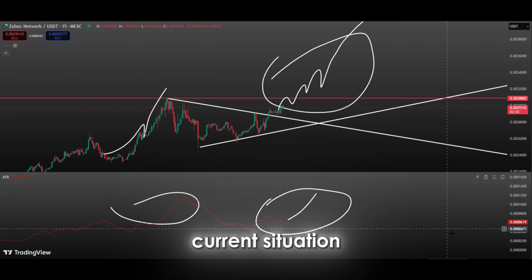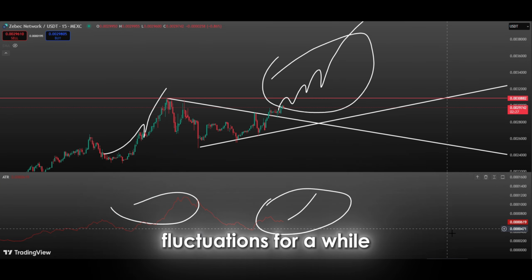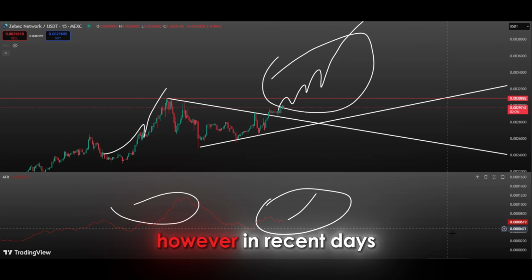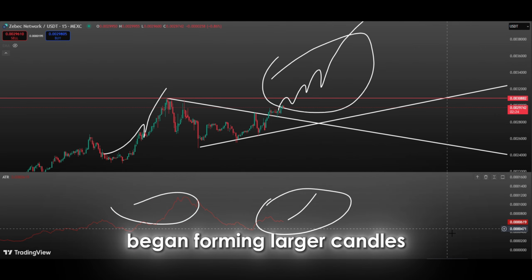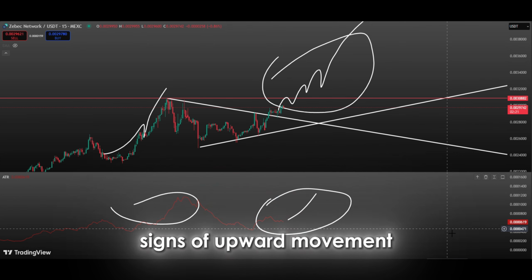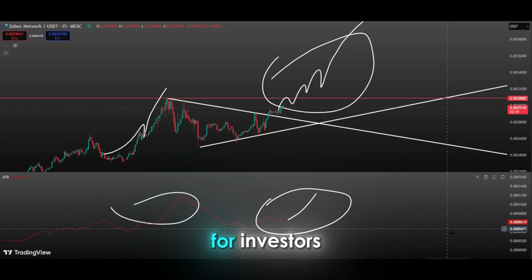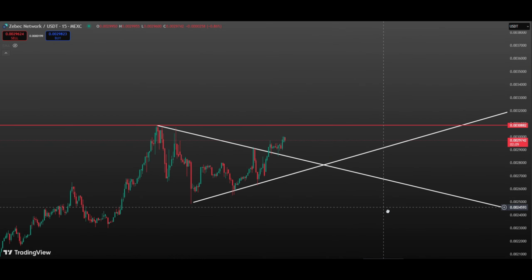Looking at the current situation, the ATR indicator had been moving sideways or showing mild fluctuations for a while. However, in recent days, as the price began forming larger candles in certain regions, the ATR line has started showing signs of upward movement. This development can be considered very promising for investors. It's important to keep checking the ATR indicator from time to time.